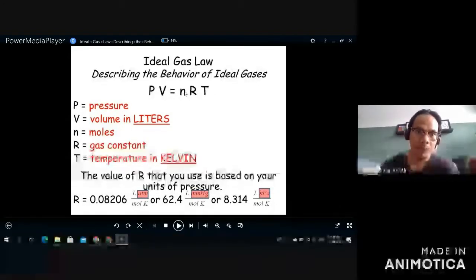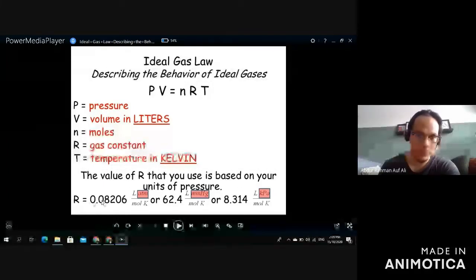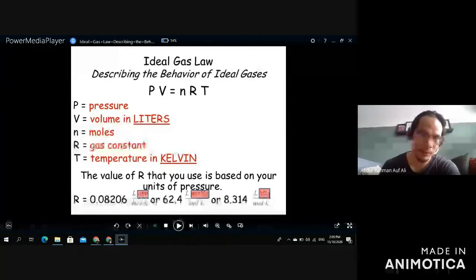So P is pressure, V is volume, n is the number of moles, R is a constant value. The value is 0.08206. The unit is liter atm per mole Kelvin, and T is temperature.